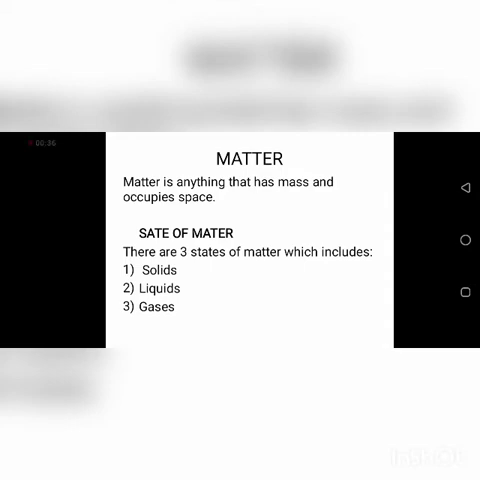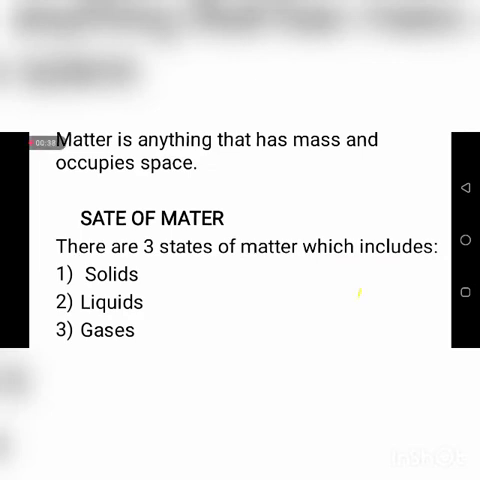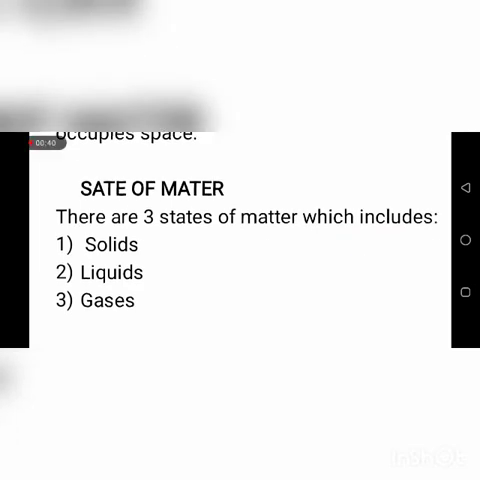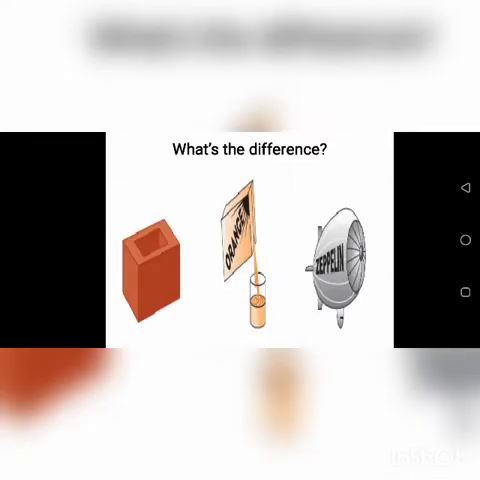So we now look at the three states of matter. There are basically three states of matter: solids, liquids, and gases. This diagram is going to show you the three states of matter. This is ice, that is solid, the liquid, and the gas from the diagram. So now look at the differences. What makes each one of them differ from the other?